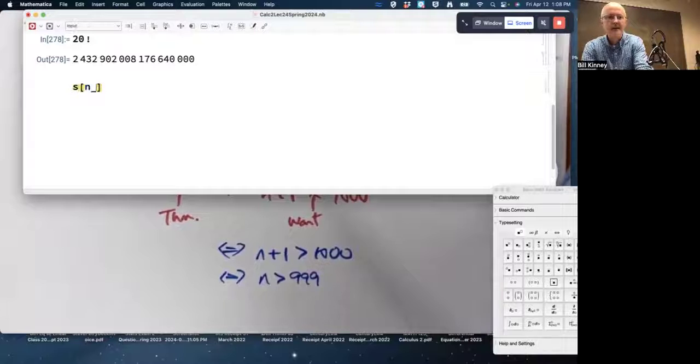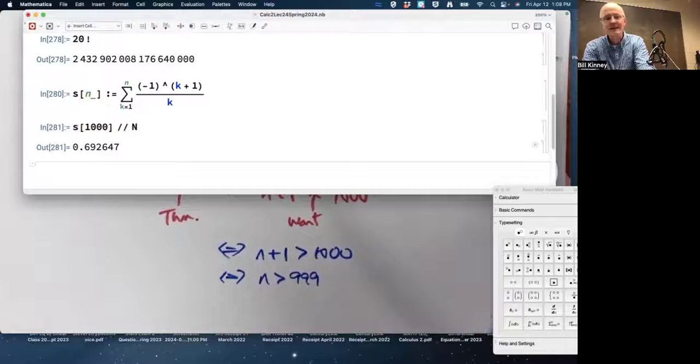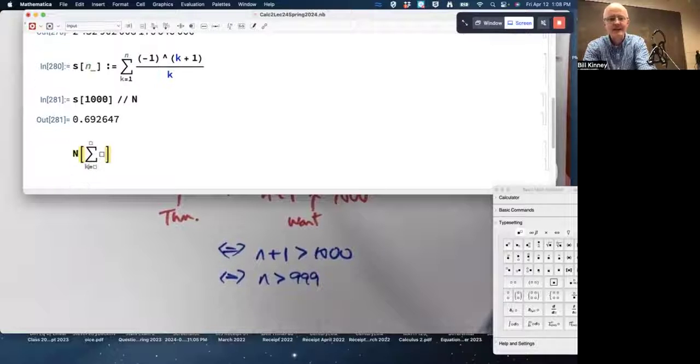Let me go ahead and confirm this. Here is the nth partial sum. I'm using k as the index of summation here because n is going to be my upper limit of the summation sign. That's S_n. What, for example, is S of 1,000? If I enter this, it's going to be a humongous fraction. I better approximate it. 0.692647.